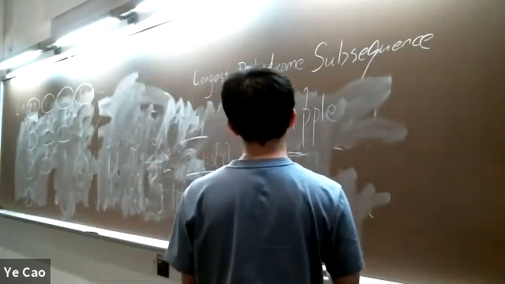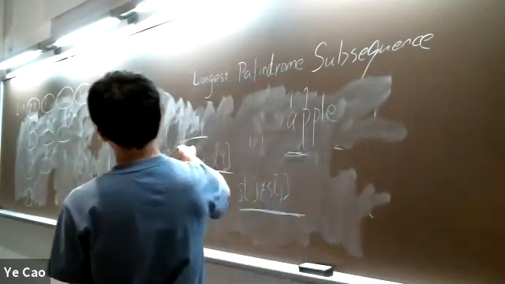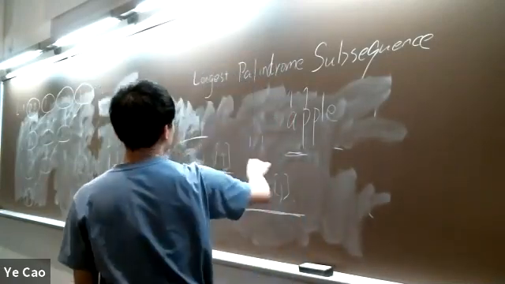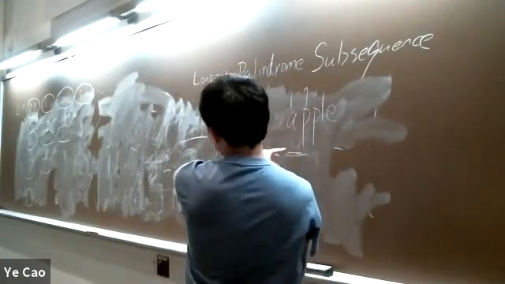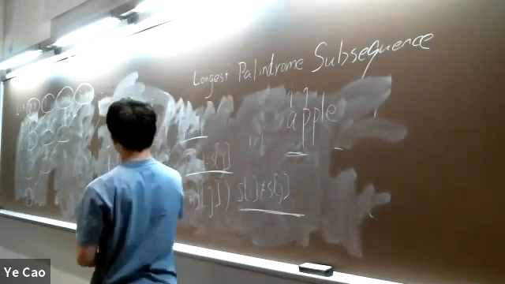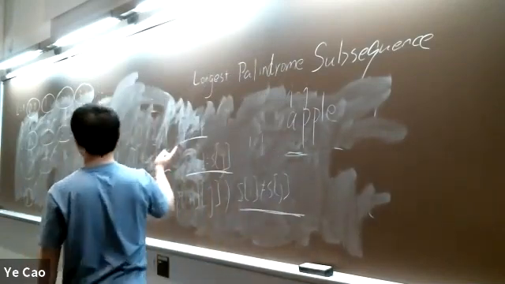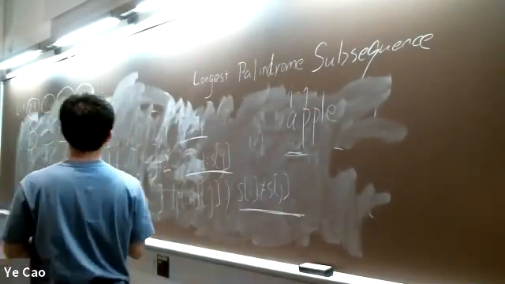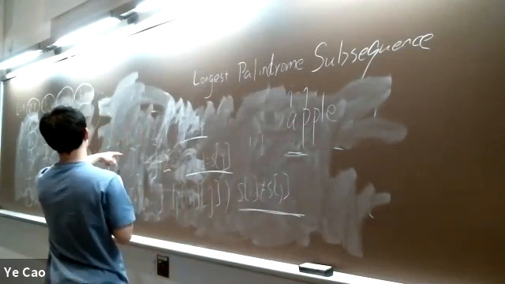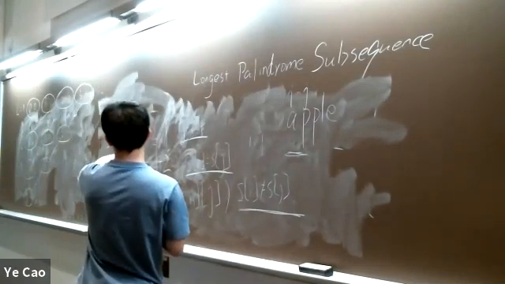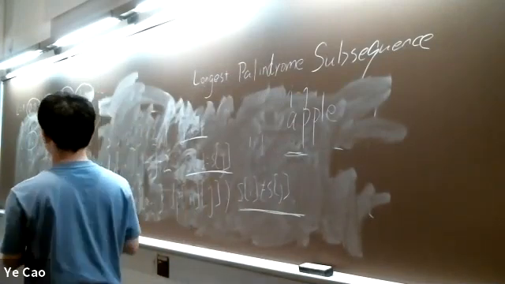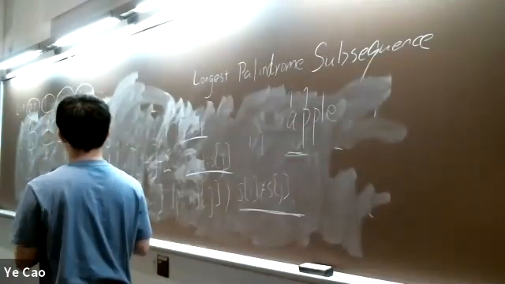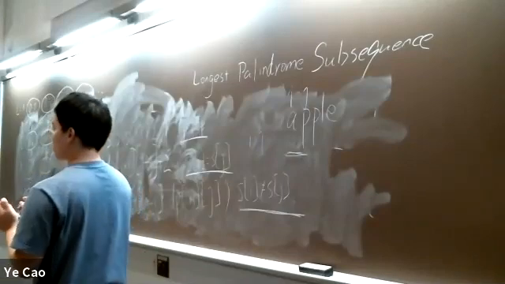Basically it's just two characters. When you have two characters, you just check if these two characters are the same or not. This is the base case. If it is the same, then the length of the longest palindrome is 2. Otherwise, it's 1, because if it is the same, you just combine them together.